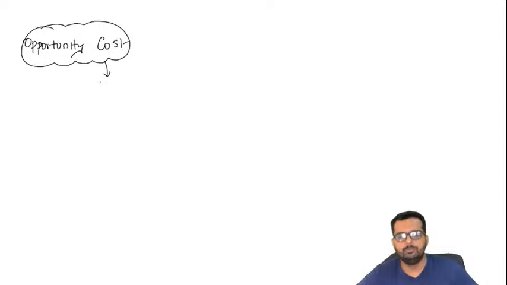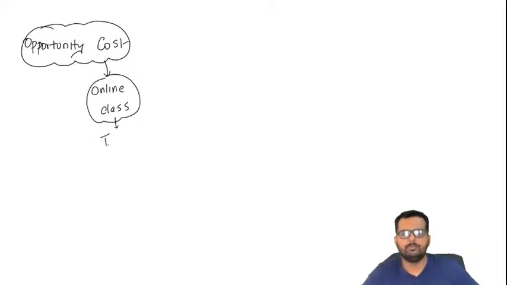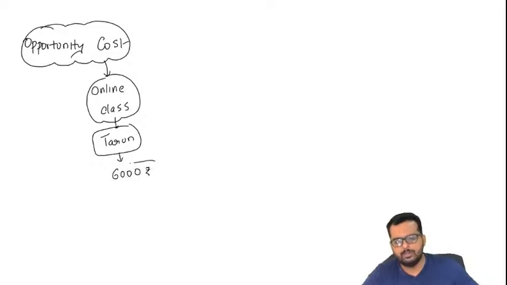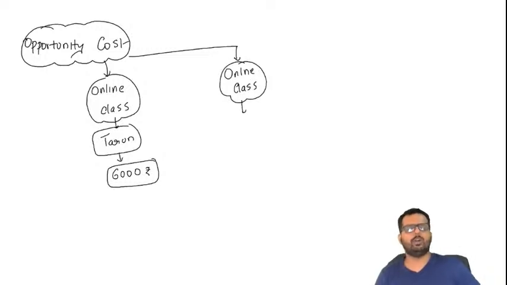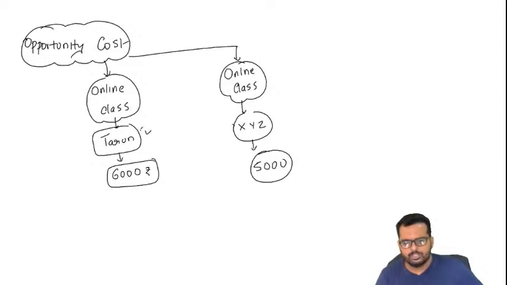Okay, assume you have all joined for the online class of Tarun Jagdish. How much fees are you planning to pay over here? Let's say it is 6,000 rupees. Assume you have not yet joined, you are about to join. That is when you come to know that some other faculty, some XYZ faculty, is available just for 5,000 rupees. But you don't want to join for this class, you want to join for Tarun Jagdish class.